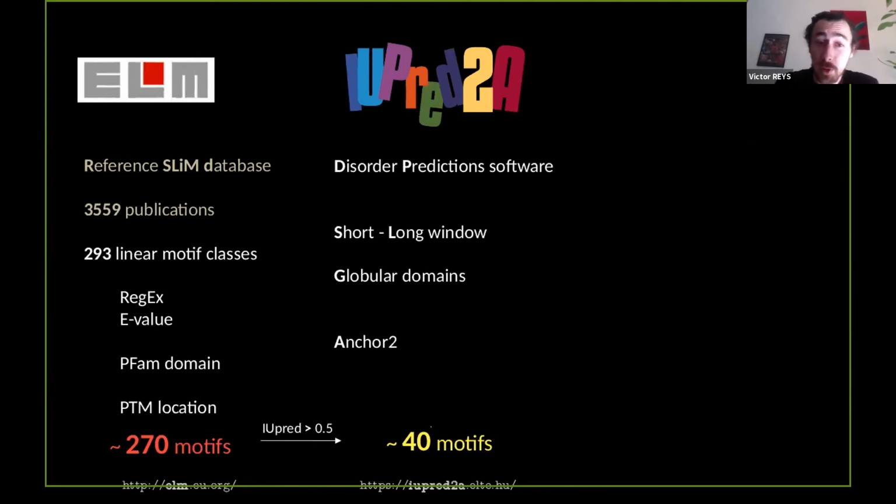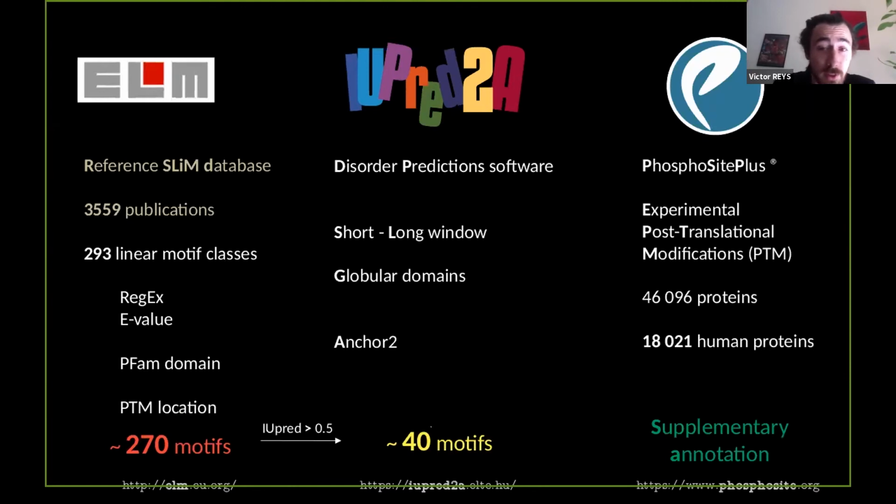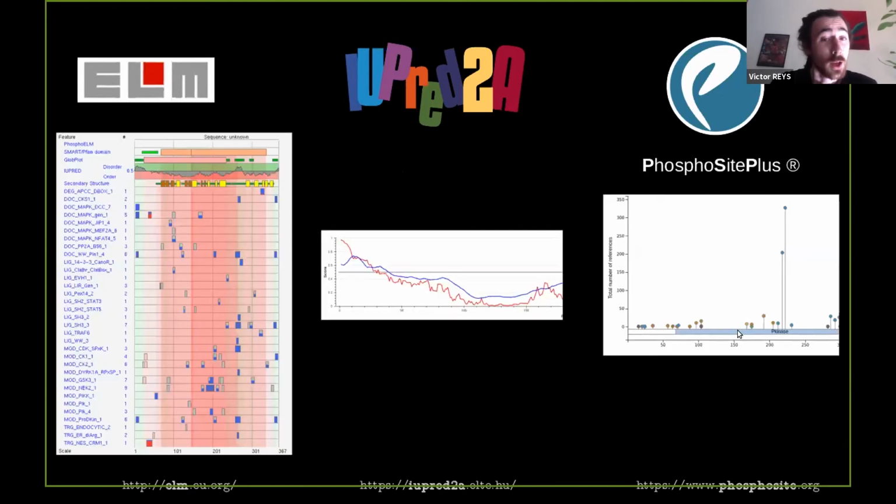We can also add supplementary information with the annotation of post-translational modifications coming from PhosphoSitePlus, for example, which allows us to annotate many proteins, especially human proteins. So if we query the same protein on those three web servers, we get a very graphical result: for ELM, all the motifs along the sequence; same for IUPred, the disorder predictions along the sequence; and for PhosphoSitePlus, the post-translational modifications along the sequence.